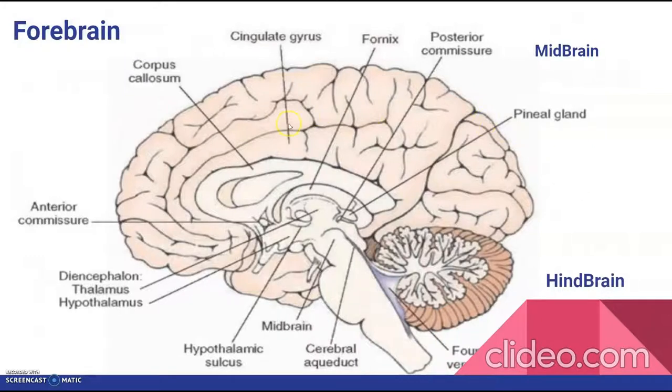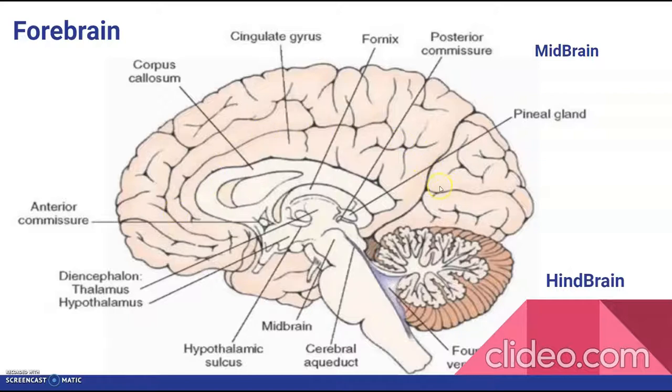Forebrain consists of cerebrum. You can see here cerebrum. This whole part is cerebrum. The forebrain consists of cerebrum, thalamus and hypothalamus. So here we can find the thalamus and hypothalamus. So this whole part is the forebrain. So cerebrum forms the major part of the human brain.